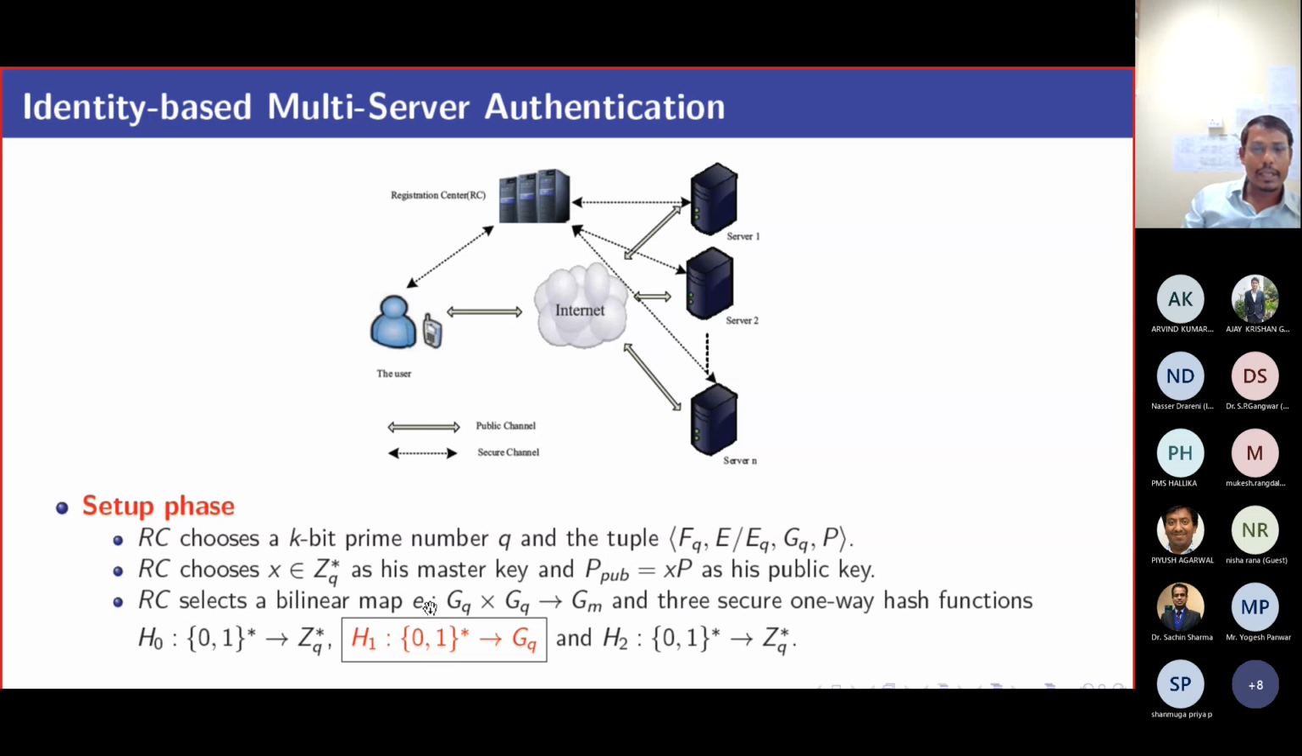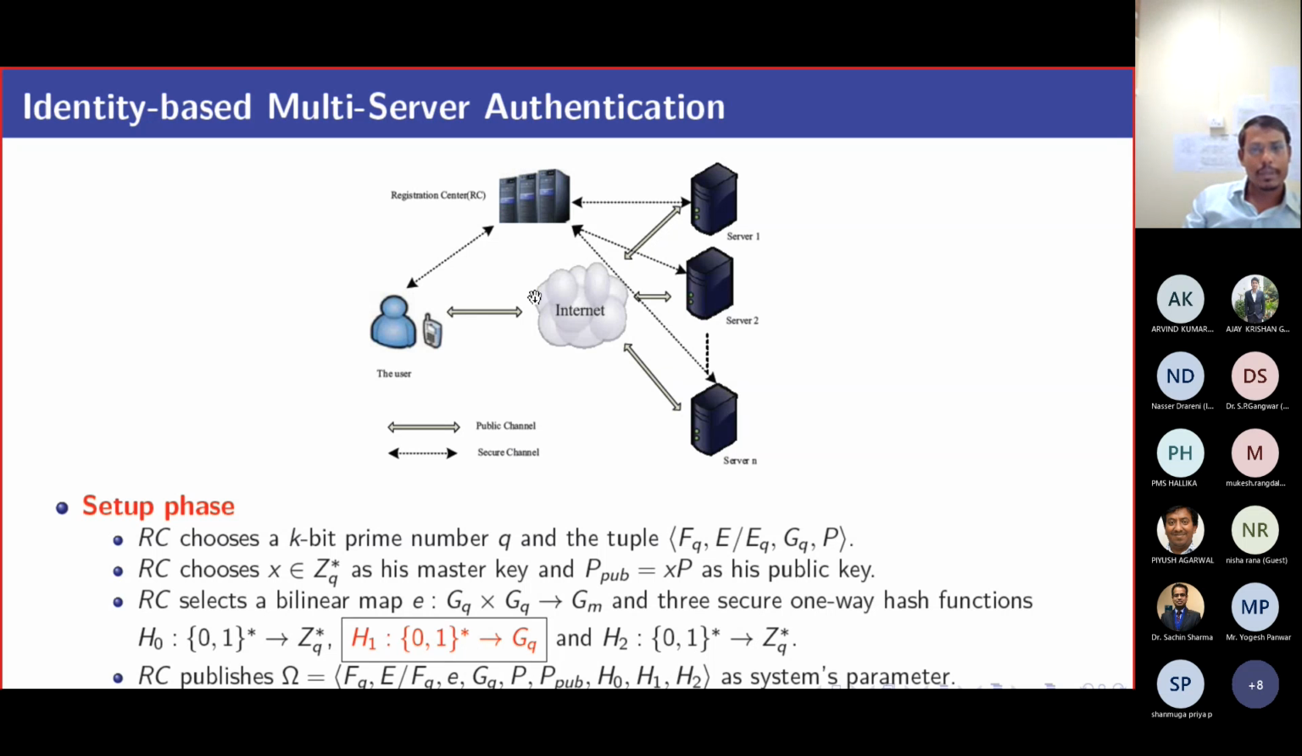So RC chooses a bilinear map. You are familiar with three hash functions: H0 and H2 are general cryptographic hash functions, whereas H1 is the map to point hash function that is actually designed for identity-based encryption. We already discussed this in yesterday's discussion. So this is the special hash function called the map to point hash function, and accordingly these are the public parameters.